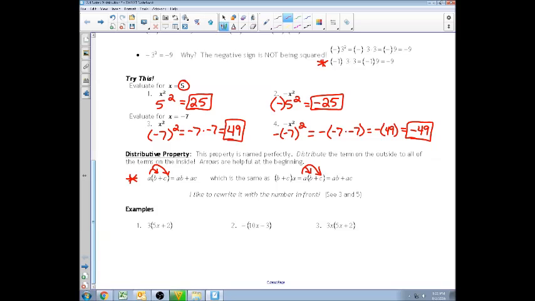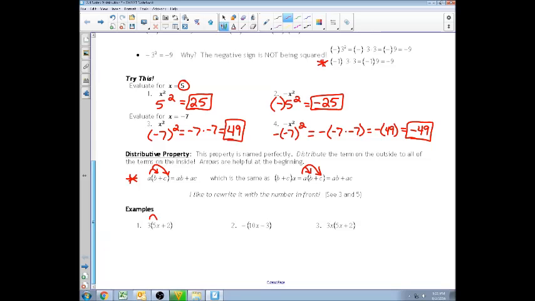Just like it says here, I like to rewrite my expression with the number out in front of the parenthesis. It's just the way my mind works. You guys do not have to, but it would be helpful to keep things organized. So let's go ahead and look at these 3 examples.